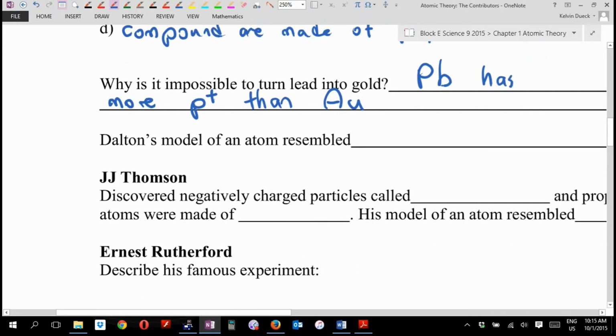Dalton's model of an atom resembled, I'll say, a billiard ball or a lacrosse ball. I'd say tennis ball, but tennis balls are hollow, and his atom was solid and chunky, one thing, so not empty.